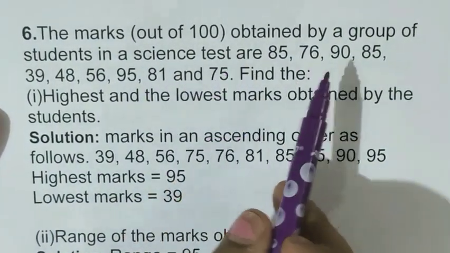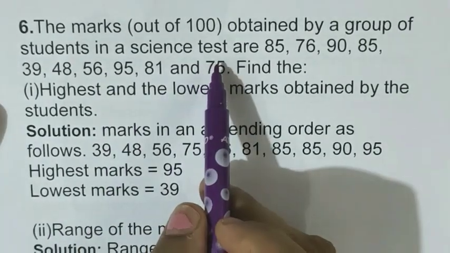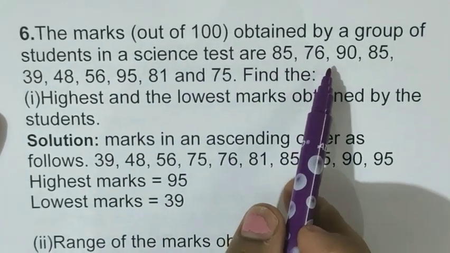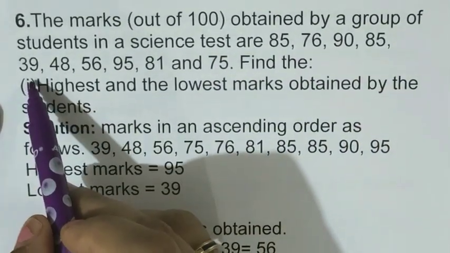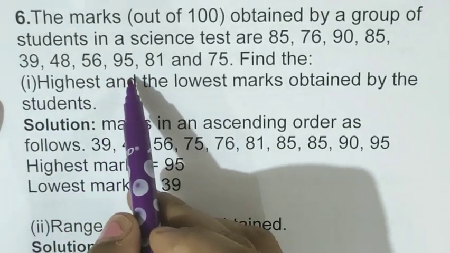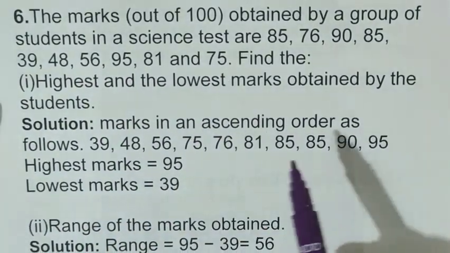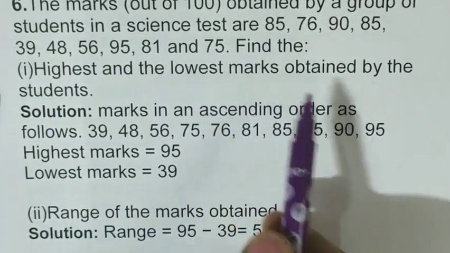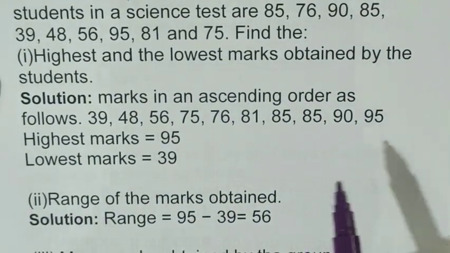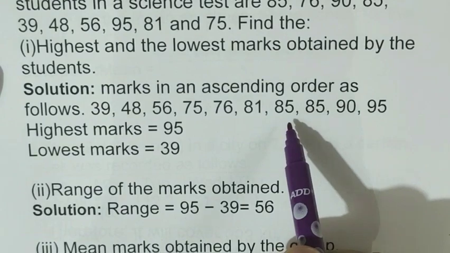Sixth question. The marks out of 100 obtained by a group of students in a science test: 85, 76, 90, 85, 39, 48, 56, 95, 81, 75. Find the highest and the lowest mark obtained by the students. So better if we arrange in ascending order.